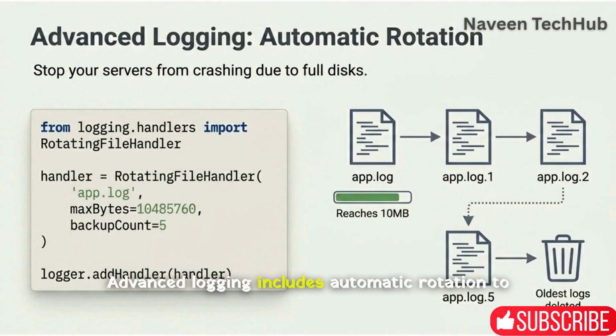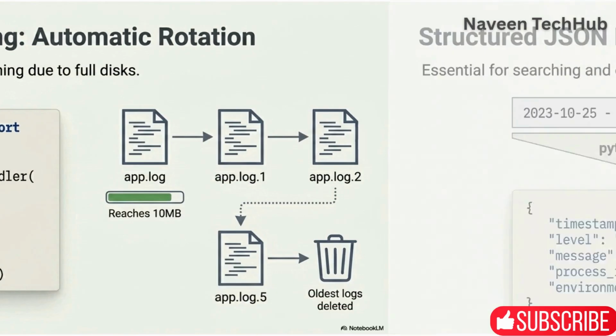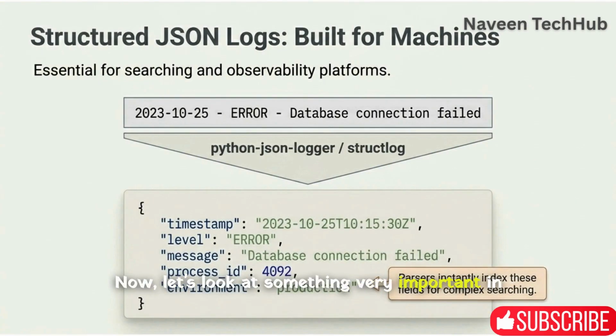Advanced logging includes automatic rotation to prevent full disks. The RotatingFileHandler manages this by limiting the file size and maintaining a fixed number of backup files. Now, let's look at something very important in modern production systems: structured JSON logging. Traditional logs are mainly designed for humans to read, but in large-scale systems, machines also need to search, analyze, and monitor logs automatically. That's where JSON logs become powerful.